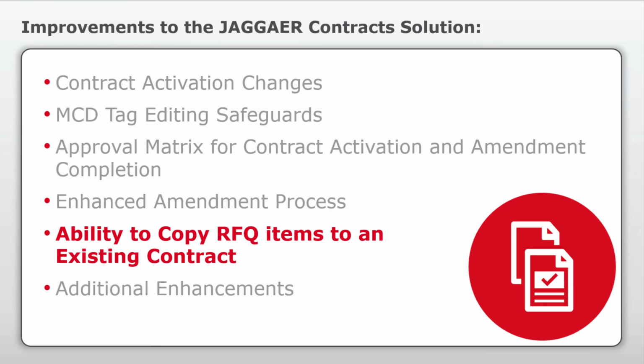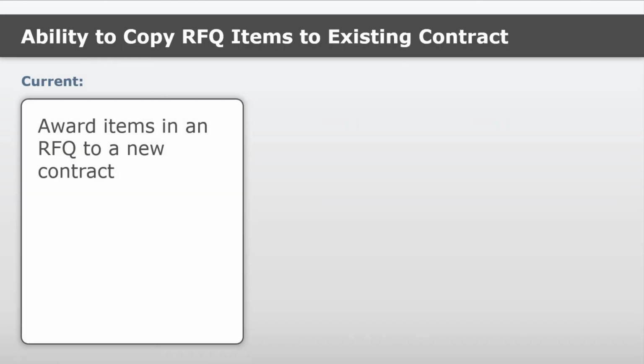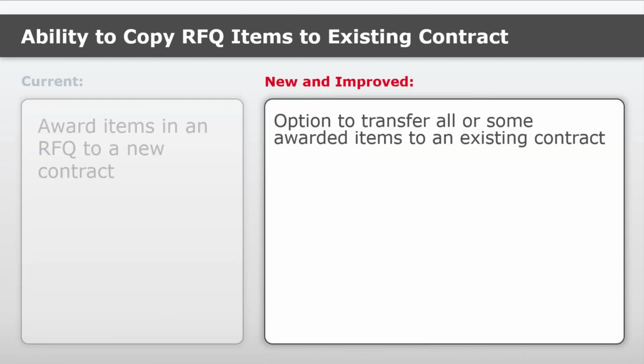Next, let's discuss the ability to copy RFQ items to an existing contract. Currently, you can award items from an awarded or pre-awarded RFQ to a new contract. But in 20.2, there is an additional option when transforming an RFQ in contracts, allowing users to copy all or selected awarded items to an already existing contract.